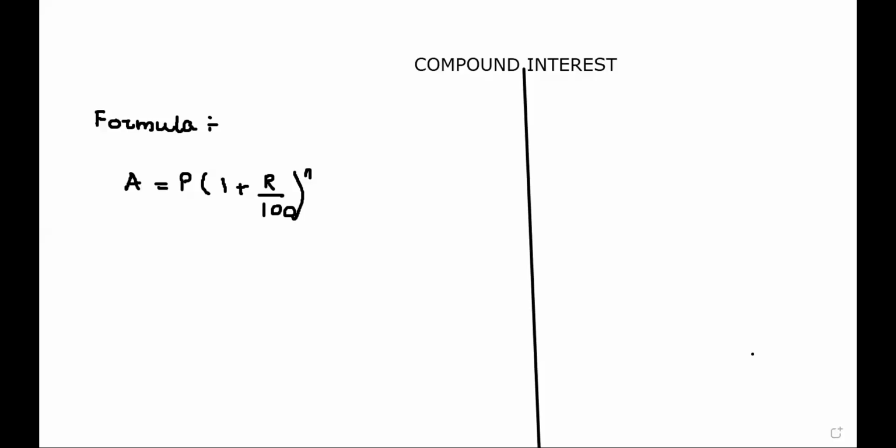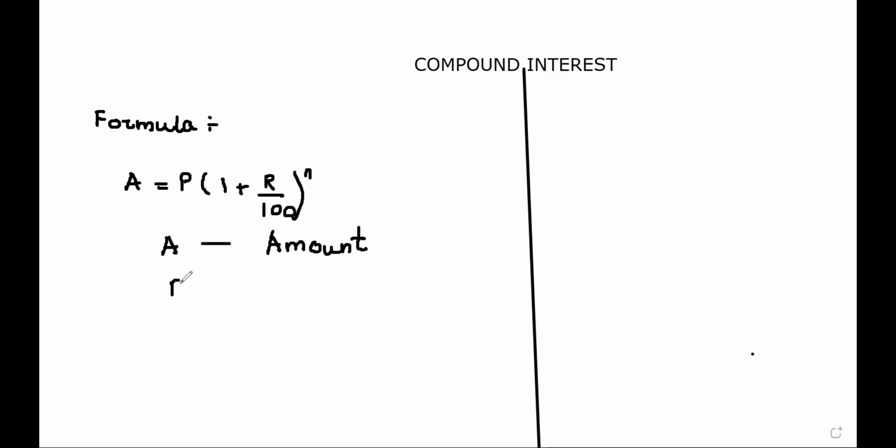Today we will start with the chapter compound interest. Now, in order to calculate the compound interest, we have to use the formula A is equal to P into (1 plus R upon 100) raised to N, where A is the amount that we get at the end of a time period. So the principal along with the interest, which is compounded, is known as the amount.